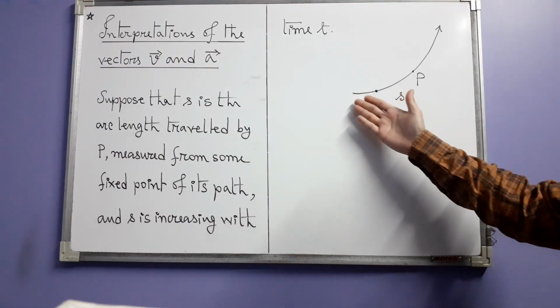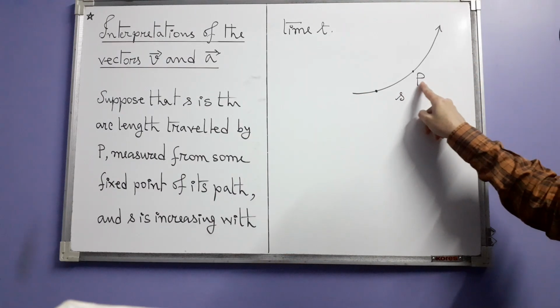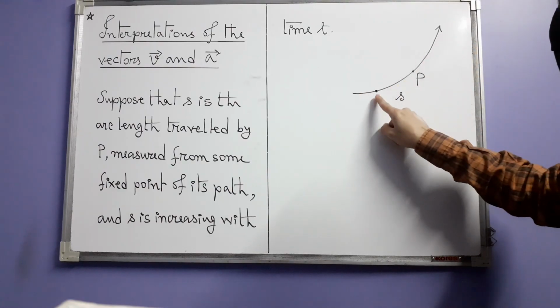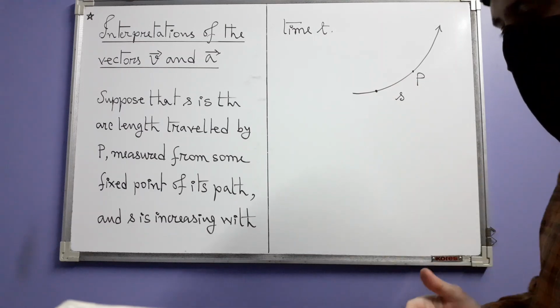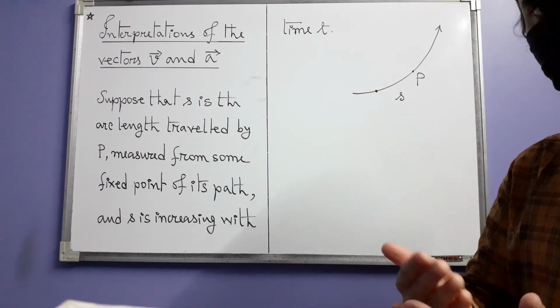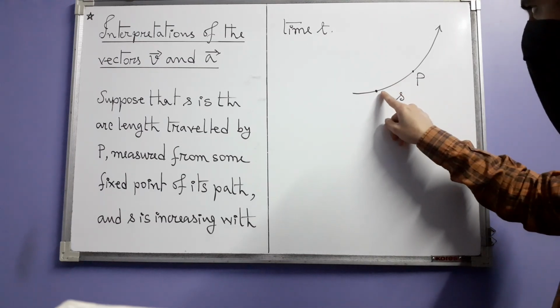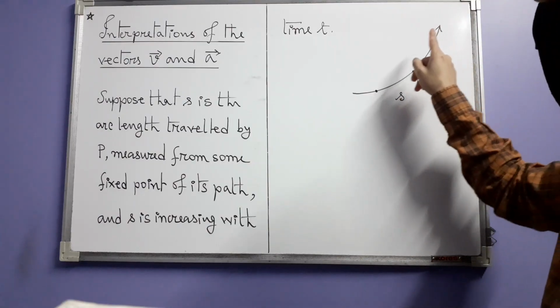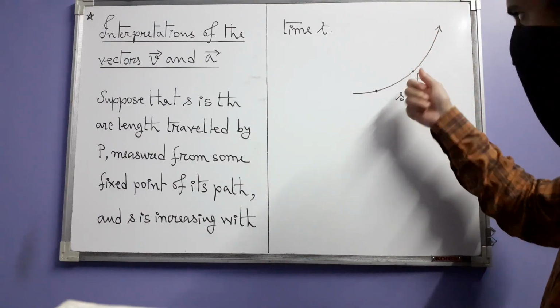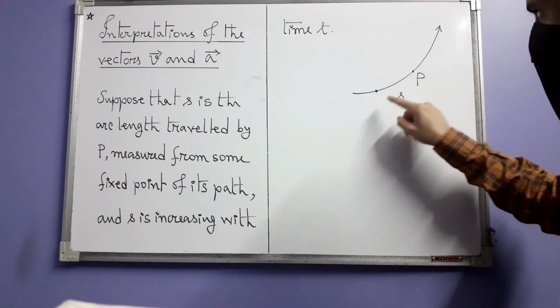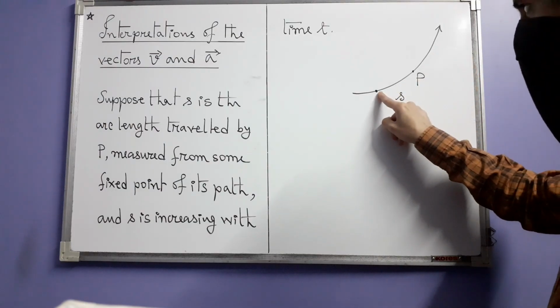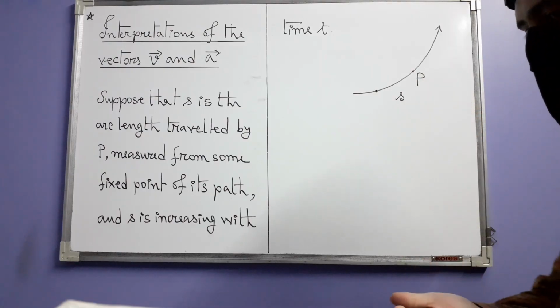So say this is the path along which the particle p is moving in this direction, and say this is some point which is fixed on the path from which we are measuring arc length along the path. So as the particle travels away from that point, s increases. So at some time instance the p is here, then this much is s, and that increases as time goes by.